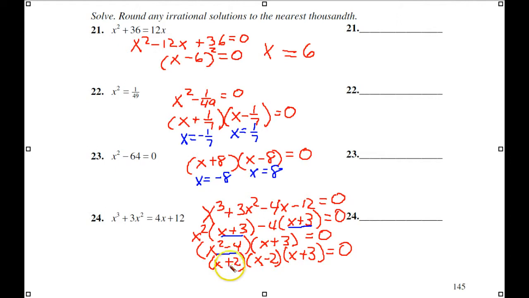So here, this is going to be a negative 2. This will be a positive 2. And this will be a negative 3. So there are my 3 answers, because this equation is to the 3rd degree. I would need 3 answers. Now remember, I said this was to the 2nd degree, but because the answers were the same, I only had to write it once. Almost finished.